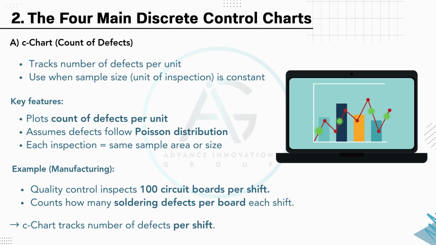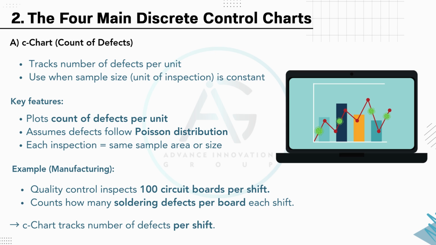Key features. The chart plots the count of defects per inspection unit, not whether the unit is defective or not, but how many defects are found. It works on the assumption that defects follow a Poisson distribution, a statistical distribution suited for count data. It's essential that each sample or inspection be of the same size or area, otherwise the results will be skewed.